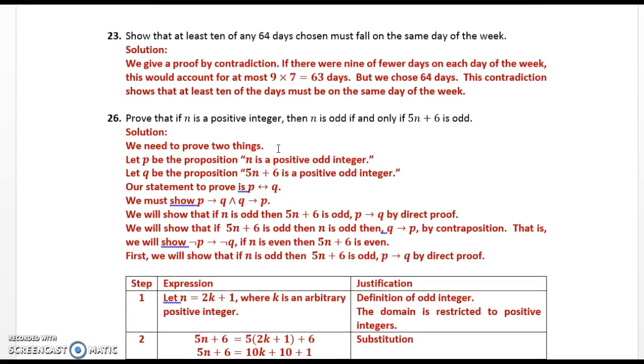23. Show that at least 10 of any 64 days chosen must fall on the same day of the week. We give a proof by contradiction. If there were 9 or fewer days for each day of the week, this would account for only 63 days. But we chose 64.